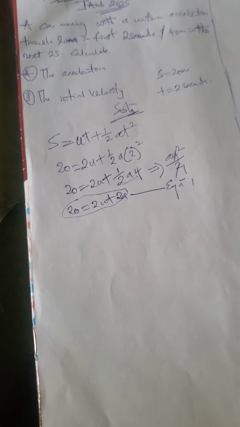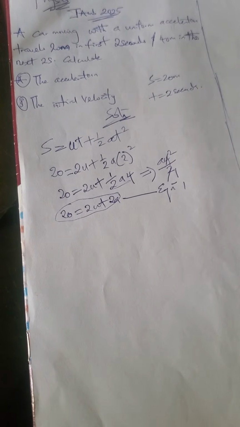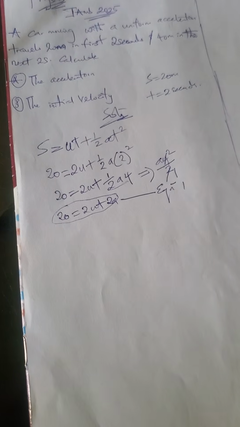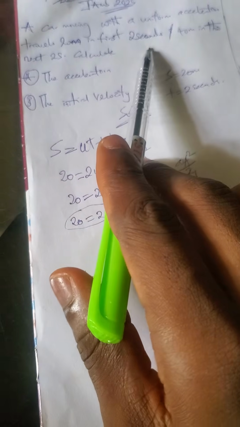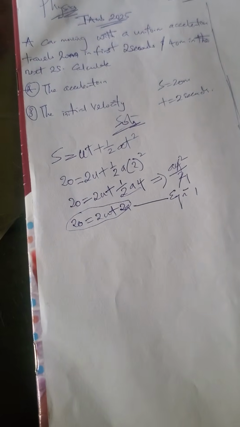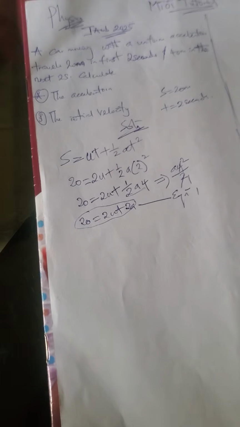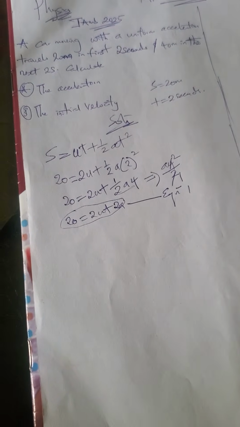We said a car moving with a uniform acceleration travels 20 meters in the first 2 seconds, and 40 meters in the next 2 seconds. Calculate one, the acceleration, and two, the initial velocity.